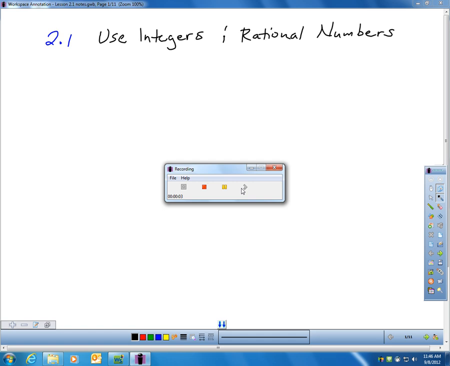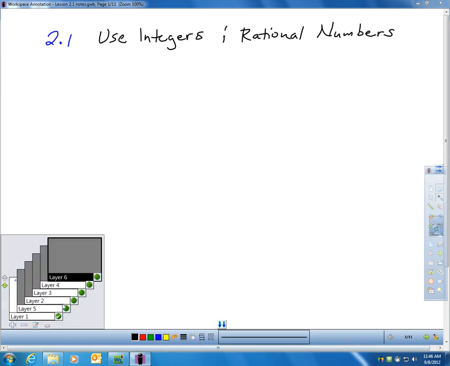We're starting chapter 2 today, and this chapter is called Properties of Real Numbers, and we're going to start off with a section 2-1 called Using Integers and Rational Numbers. There's a lot of vocabulary in this section, and I just want to get right into it, all right?